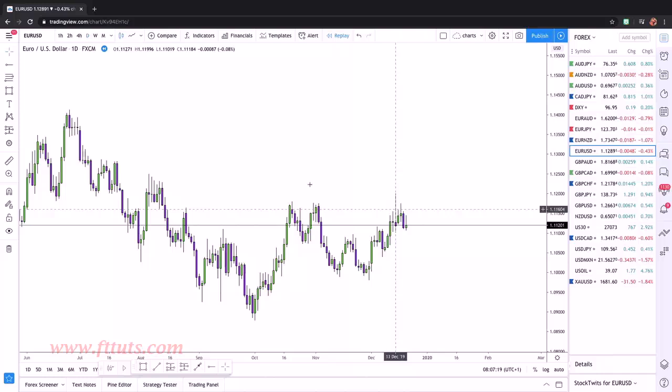Guys, so quickly I'm going to go over EUR/USD on the daily. What we're going to do is identify patterns and then talk about key levels and entries and targets. So right now I can see that there's an M pattern forming.